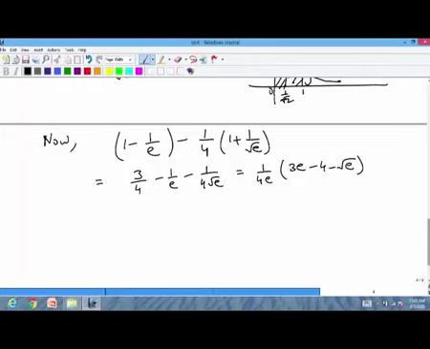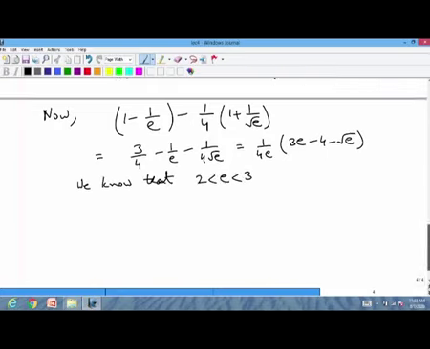Now, we know that e is between 2 and 3, e is approximately 2.71. So, we can use this to see that 3e minus 4 minus square root of e will be bigger than 3 times 2 minus 4 minus square root of 3.